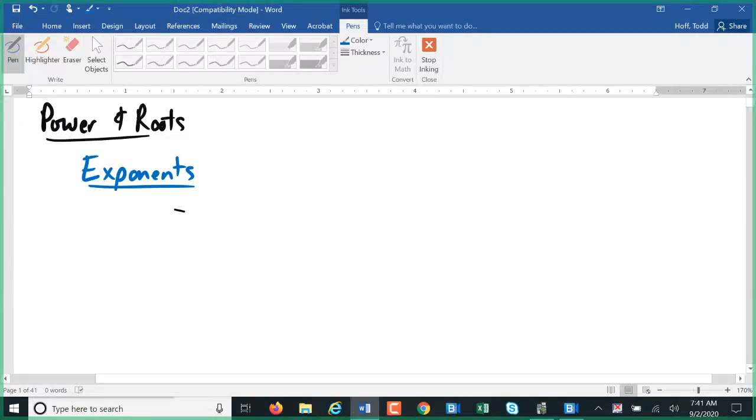Now, the basic exponent, the power, has two parts to it. We see something like this, 8 to the power of 3. And we've seen that enough that we all know that that means 3 8s multiplied together. 8 times 8 times 8, which comes out to be 512.